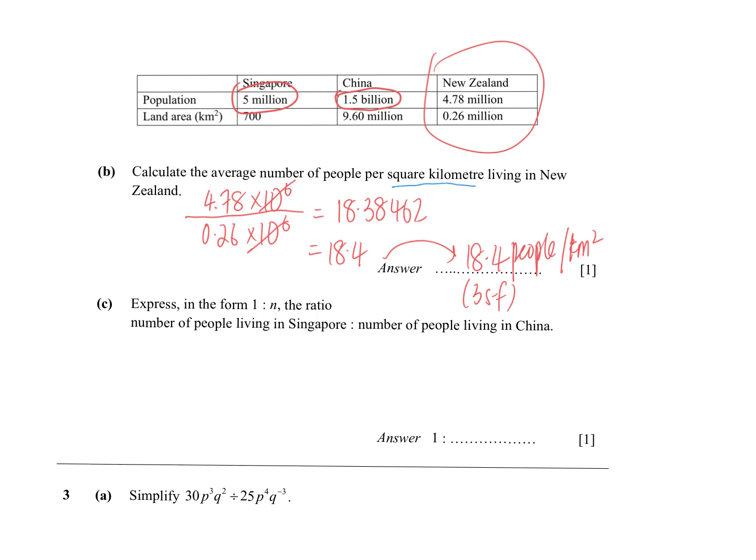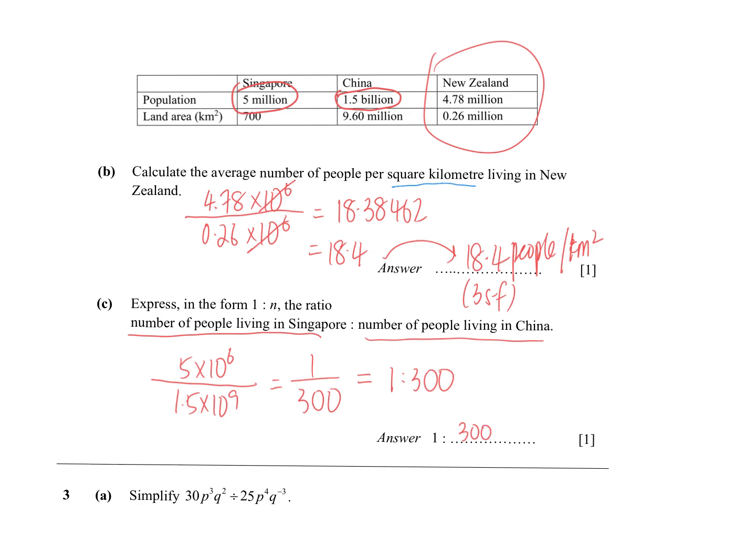Okay, next one. I want to find out the number of people living in Singapore versus the number of people living in China. So Singapore is 5 million, China is 1.5 billion. You just key this into the calculator, and the calculator will give you 1/300. So it's the same as writing this as 1:300. So the answer is just this.